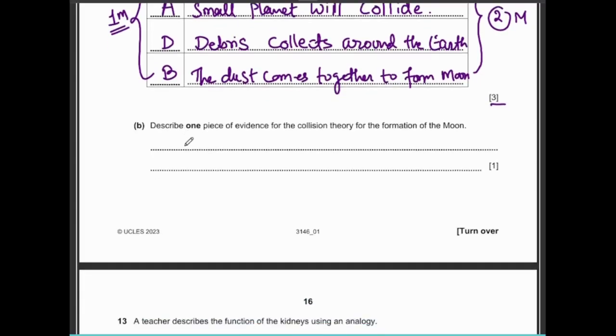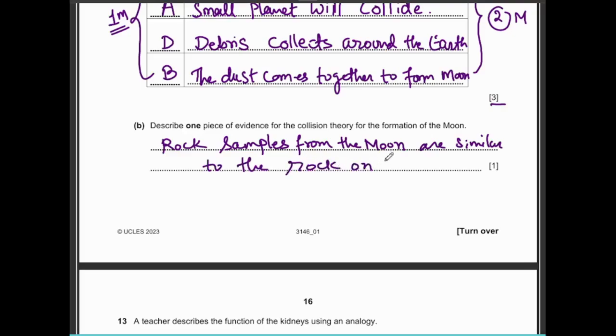B. Describe one piece of evidence for the collision theory for the formation of the moon. What would be the evidence from the earth and science topic? We know that the rock samples from the moon are similar to the rock on earth. This can give you again 1 mark.